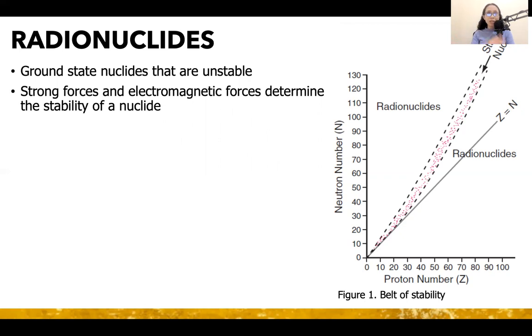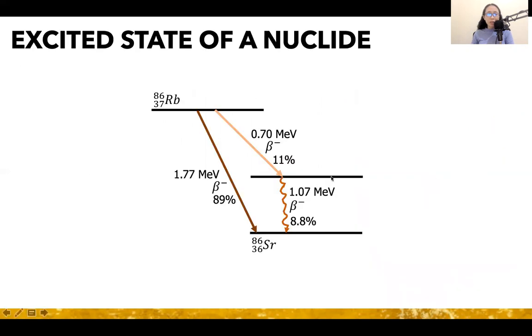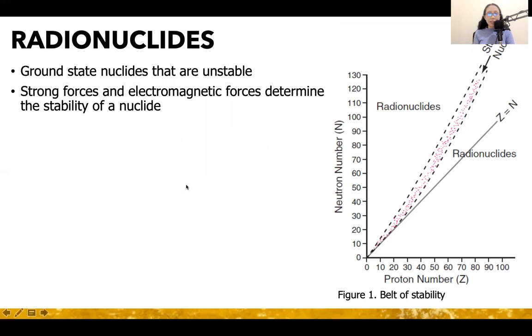And we also have radionuclides that are ground state. So they are not in the excited state, like what we saw here, the strontium that is in the excited state. No, they are in the ground state. They are ground state nuclides, but they are unstable, right? So they are unstable and they want to achieve stability. That's why they undergo radioactive processes, radioactivity, nuclear reactions. All of these are the same.